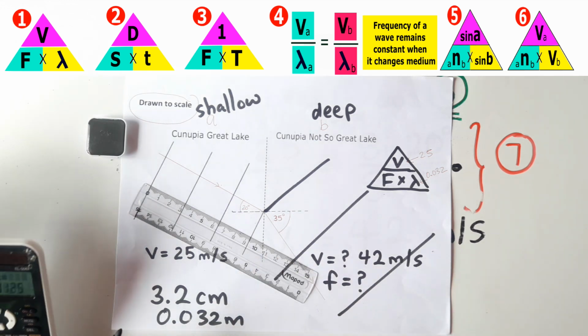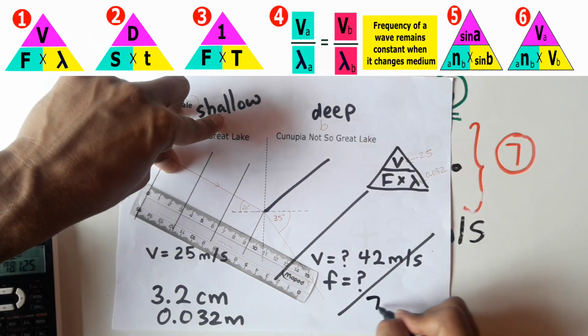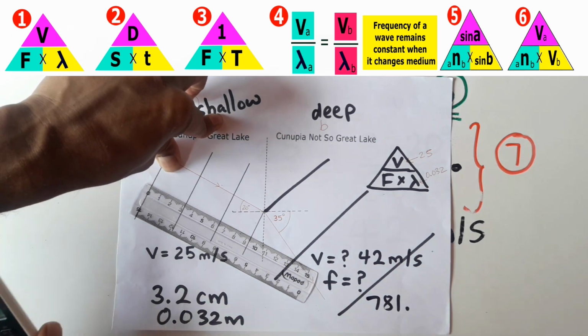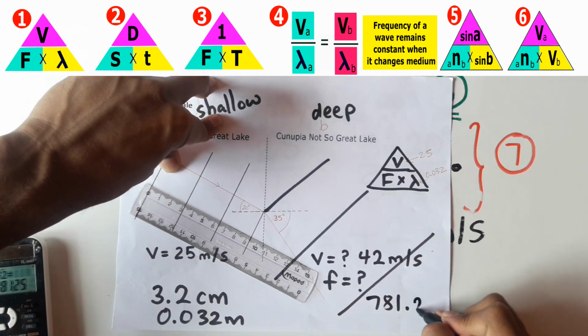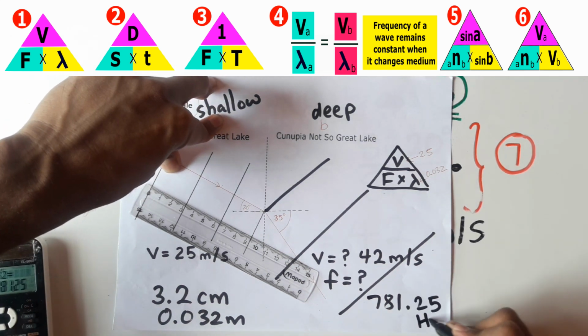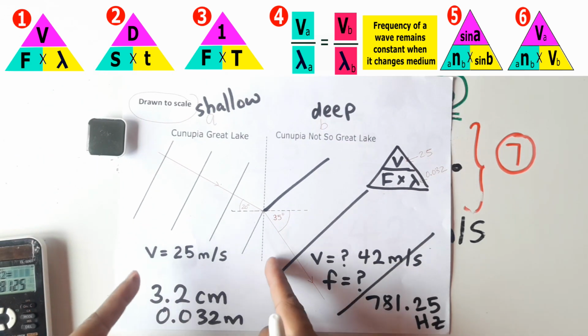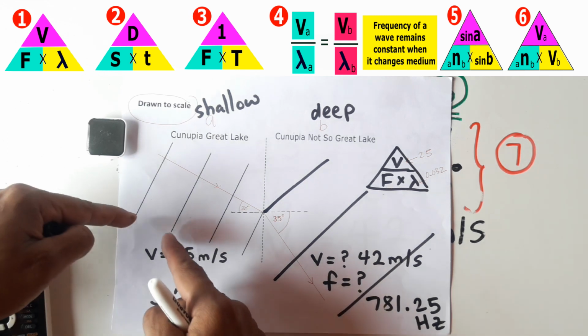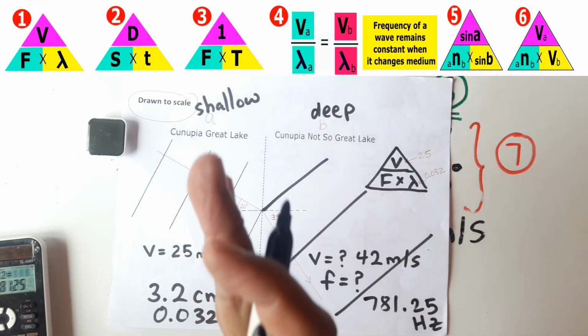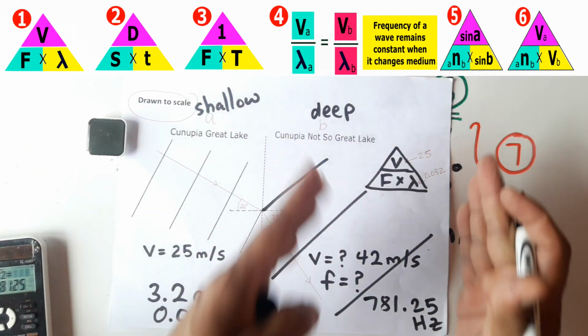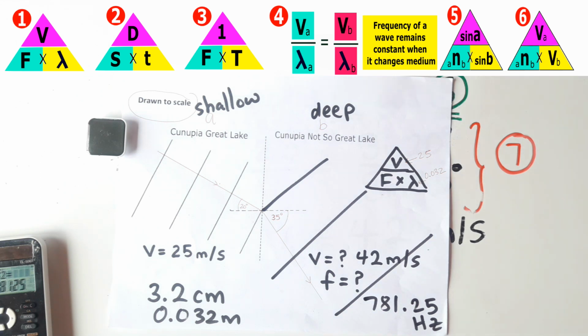Got a little glare on my calculator. We get 781.25. And this answer will be in hertz. And remember, we found the frequency on this side using the velocity and the wavelength here. But like I said, the frequency in the shallow and the deep region will be the same.